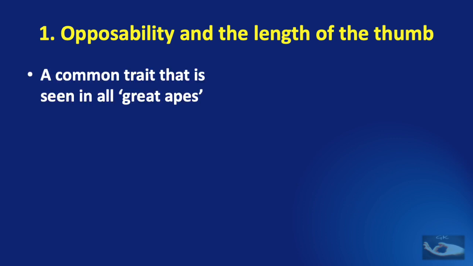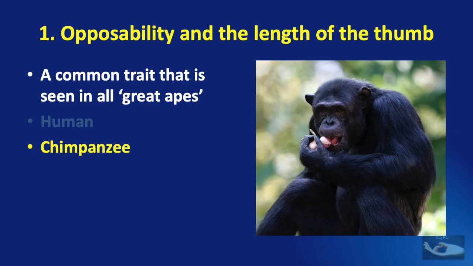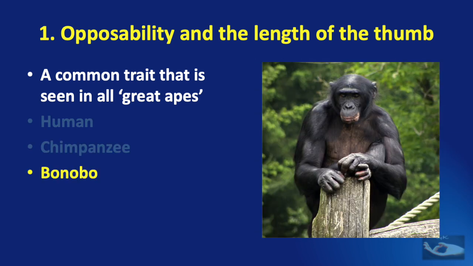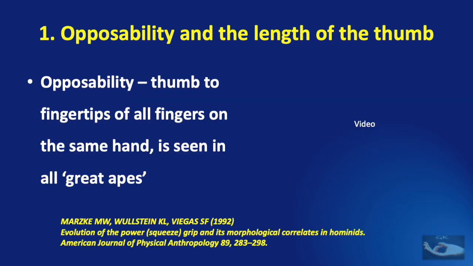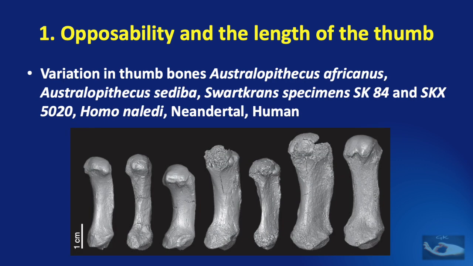Now, opposability is a common trait that is seen in all the great apes, that is, humans, chimpanzees, bonobo monkeys, orangutan, and the gorilla. And opposability of the thumb to the fingertips of all the fingers on the same hand is seen in all these great apes. And you can see the changes in the length and the shape of the first metacarpal bone or the thumb metacarpal bone in all these species in order.